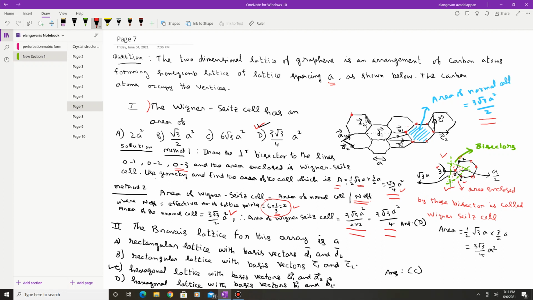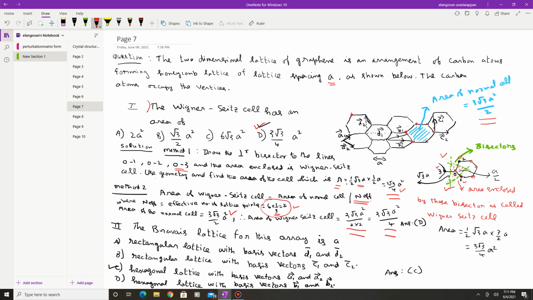So either by drawing the perpendicular bisectors and forming a Wigner's cell and calculating, or by finding the area of the normal cell and dividing by the effective number of atoms per cell, you can find the Wigner's cell. So by any method you can calculate this.